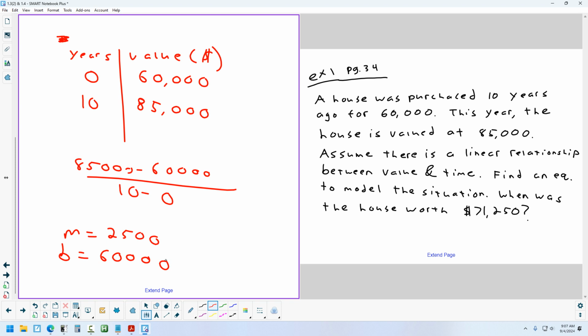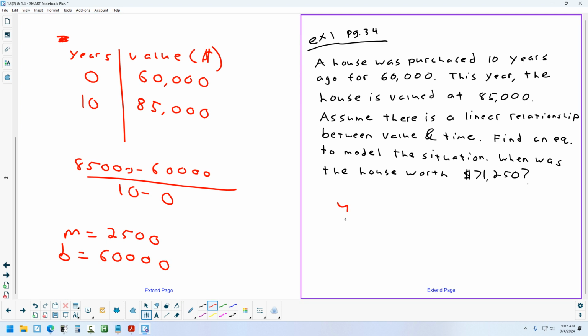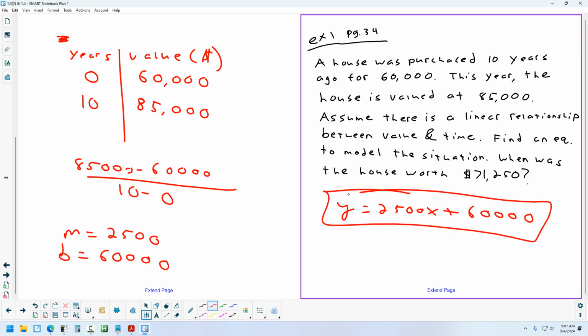So Dex, what would be our equation using that information? Y equals 2,500x plus 60,000. And in this problem, 60,000 is the initial value of the house. What does the 2,500 represent? I mean, I know it's the slope, but in terms of the word problem. The 2,500 is the amount of money that the house is increasing per year. Yes, exactly. It's a rate of change. It's the change in the value of the house per year, $2,500.